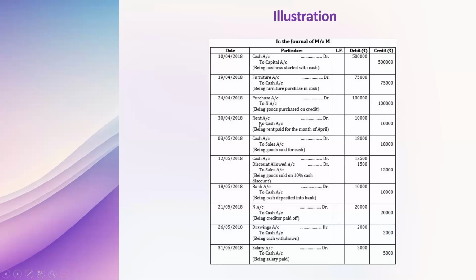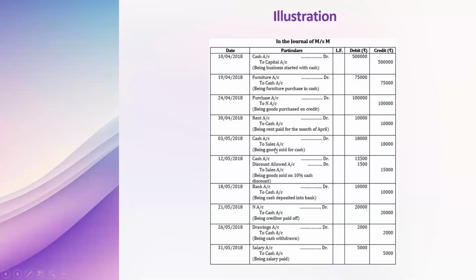And then see the next entry. Rent account debtor to cash account creditor. Okay. So obviously rent has to be paid, either as cash, or it could be given as a check or a direct bank transaction. Okay. So rent account debtor to cash account creditor.